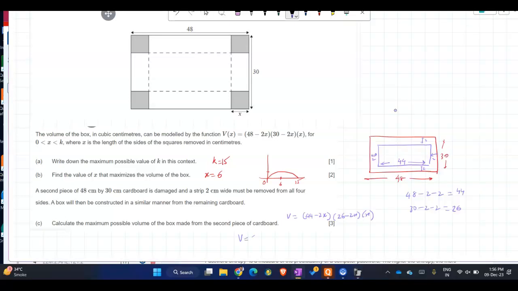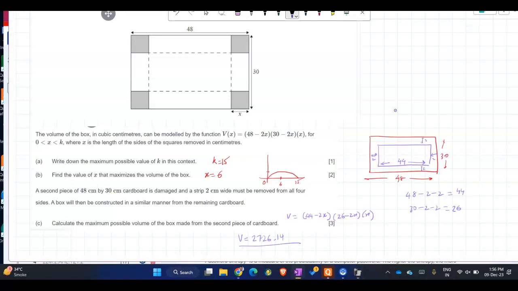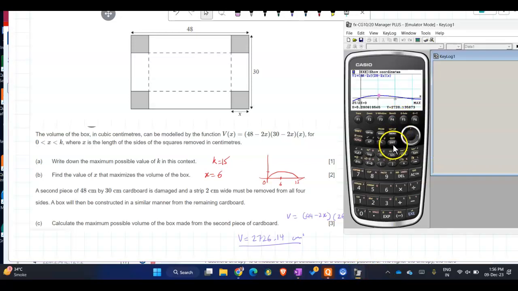Check again, sir. 2726.14. How have you got that? I just entered the value. I made it 44 minus 2x, 26 minus 2x, into x, correct? You graph it. G solve. Go to max. So 5.28.